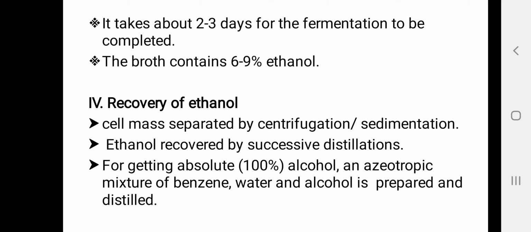The fourth step is the recovery of the ethanol. So the cell mass is separated by either centrifugation or sedimentation. The ethanol which is produced in the broth has to be recovered by a process of successive distillations. For getting absolute alcohol, that is 100% ethanol, an azeotropic mixture of benzene, water and alcohol is prepared, and then it is distilled.